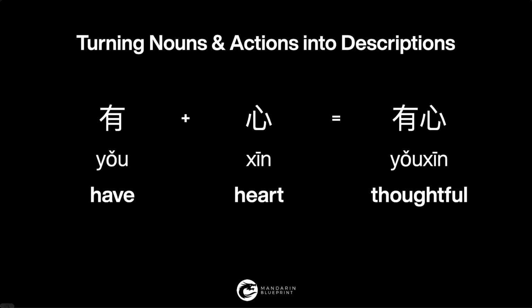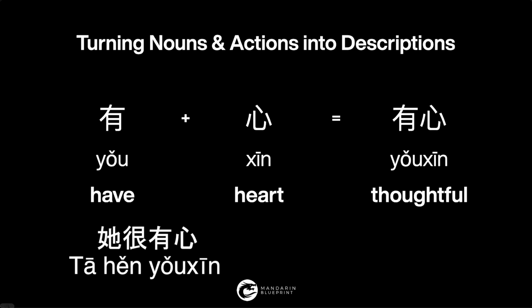And that's why you can describe somebody as 很有心. Sounds like it shouldn't make sense, right? Because if you don't realize this is a full word, a two-character word, 有心, then you look at 很有 and you go, wait, isn't 有 a verb? I thought 很 comes before adjectives. This doesn't make any sense. But when you say 很有心, what you're really saying is thoughtful. 她很有心. She is thoughtful, right?